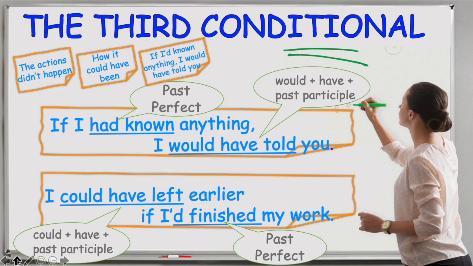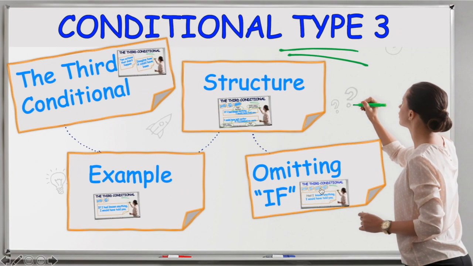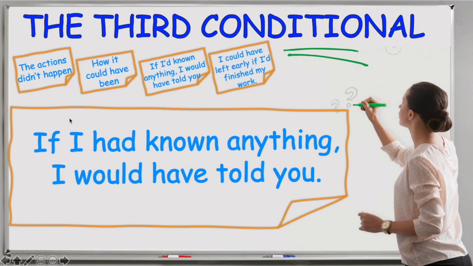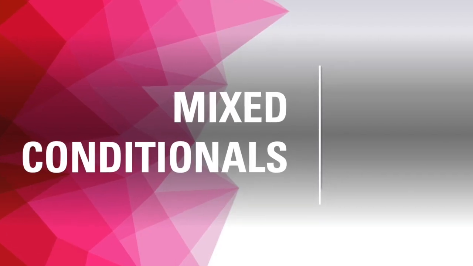Now, if you want to sound a bit more proficient, if you want to impress, then you can use an inversion and eliminate the word if. Had I known anything, I would have told you. And there you have it.